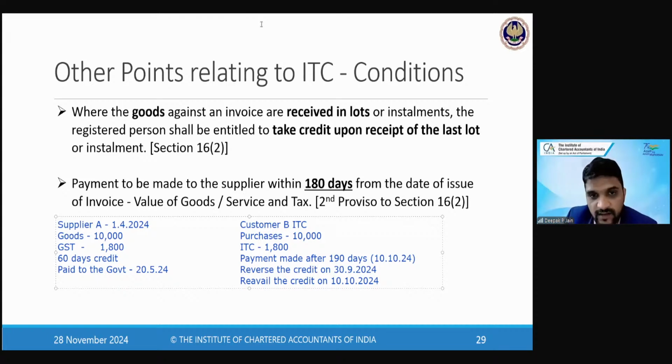ITC is not automatically reversed. As of now, the portal does not have that facility. You will have to manually reverse it. Automatic reversal doesn't happen, because when you have made the payment, the system doesn't know. So that's why it will not do an automatic reversal.